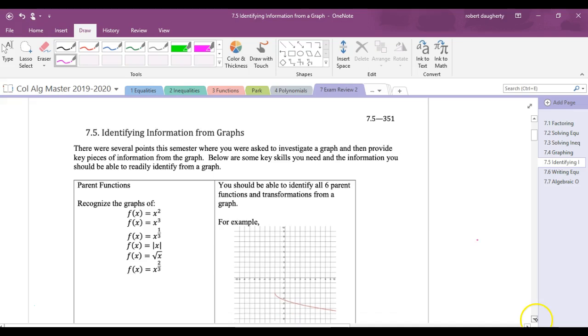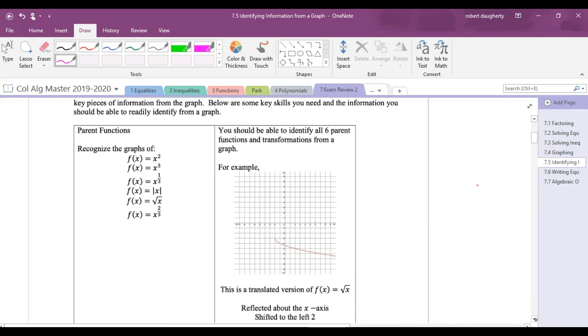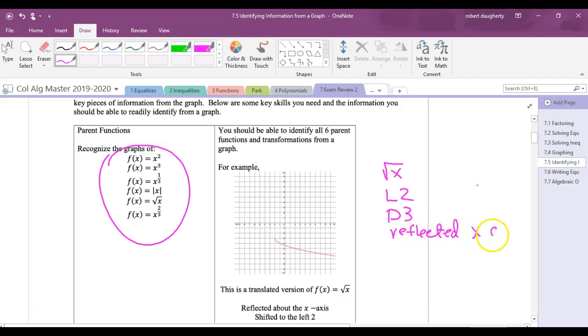So looking at examples like this, you have to know all of these 6 parent functions, and if I graph one of them, you have to be able to tell me what the graph of that is, okay? So if I look at the example that you see here, this looks like the square root of x, but it looks like somebody moved it to the left 2 and down 3, and it looks like it's been reflected about the x-axis. So how do I do all of those things?